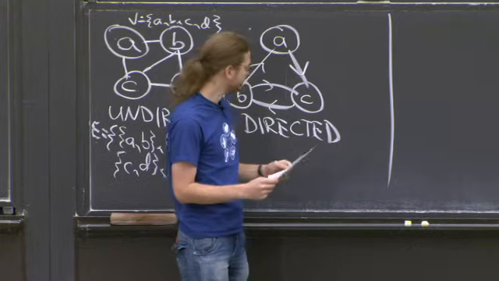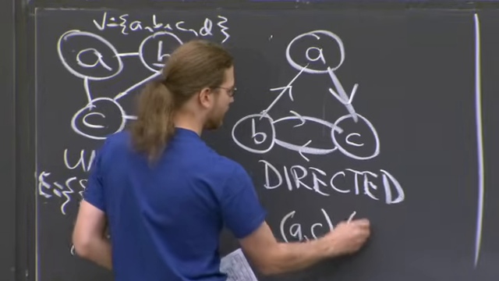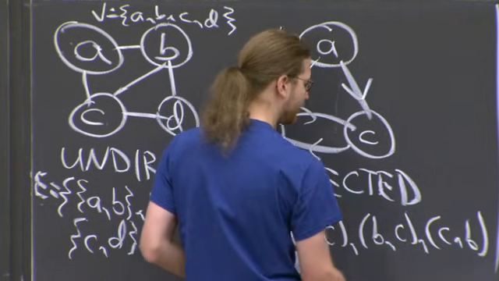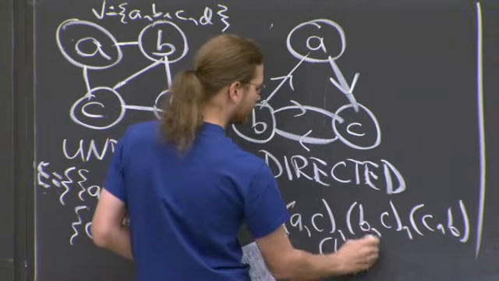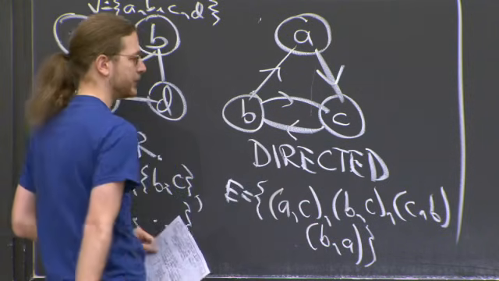Over here you've got things like AC, BC, and CB, so you can have edges in both directions. What am I missing? BA. So that's E in that case.